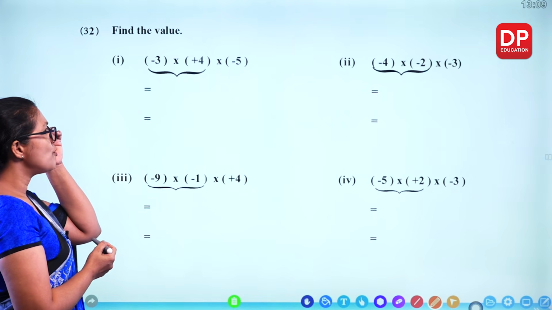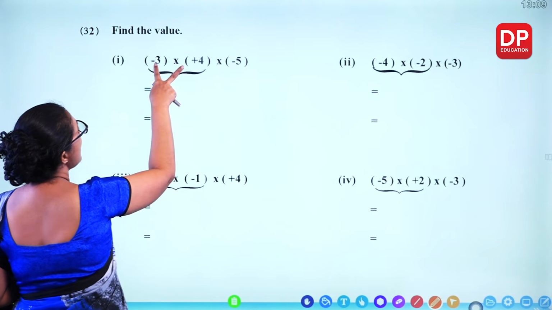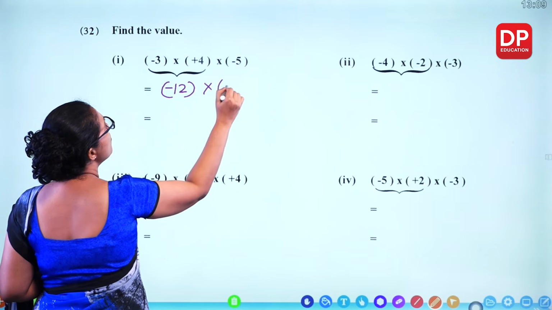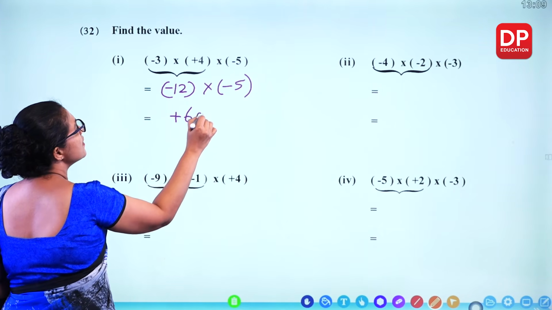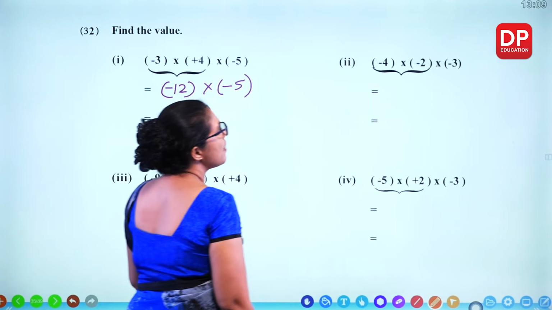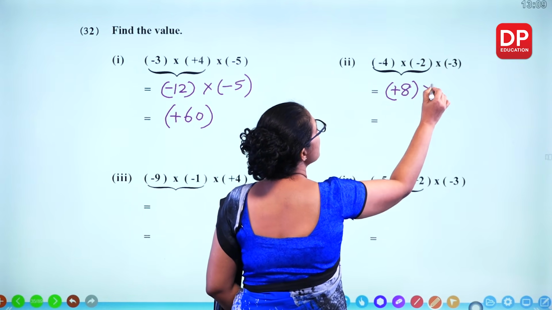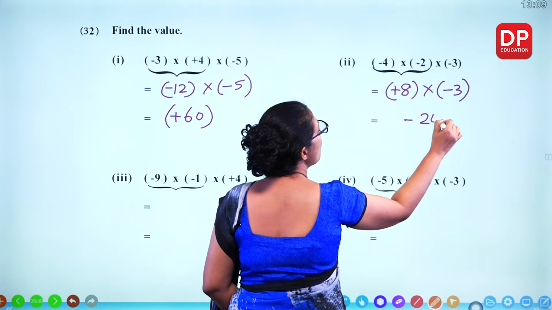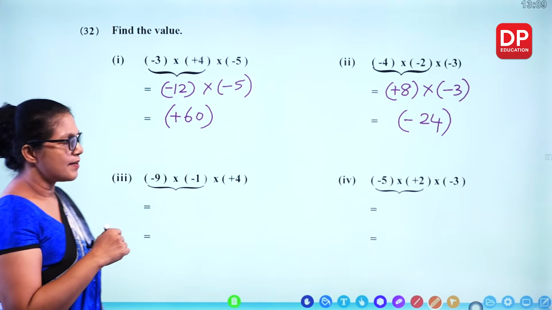Find the value. Now you can take 2 at a time and find the answer. 4 times 3, 12, but it's negative. Now both negative. The answer is positive. 12 times 5, 60. This one, minus 4 and minus 2, 4 times 2, 8. Both negative means plus. Plus 8 and minus 3, multiplication. 8 times 3, 24. One is plus, one is negative means you get a negative answer.